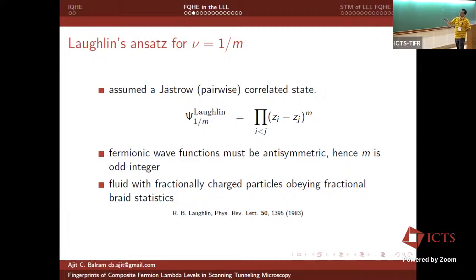For a wave function of this form to be a fermionic wave function, m has to be an odd integer. Because if I exchange 2 fermions, I have to get a minus sign, and that will only happen if m is an odd integer.